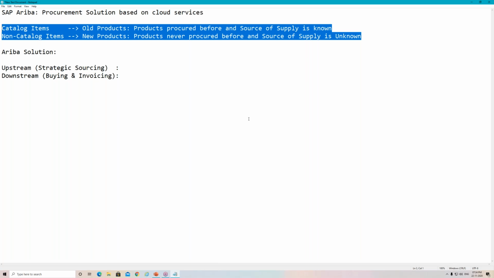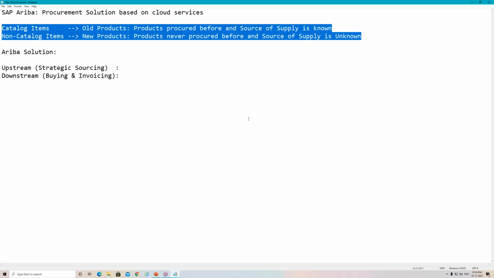So old product means catalog item. Catalog item means what? Which is already present in the system. And in Ariba catalogs, if you say you're having some item, that is by default called a catalog item. Its source of supply must be known. But on the other hand, non-catalog item. Non-catalog item means what? It does not exist. You will add a free text item. So it does not exist in the system. Similarly, if you are going to add a free text description, source of supply is not known. Exactly. That is what you're going to define over there as catalog item versus non-catalog item.